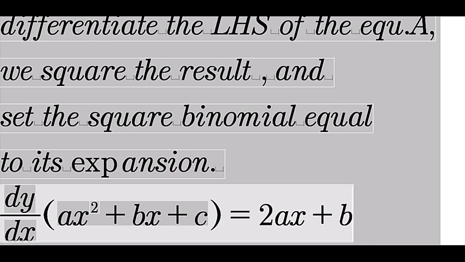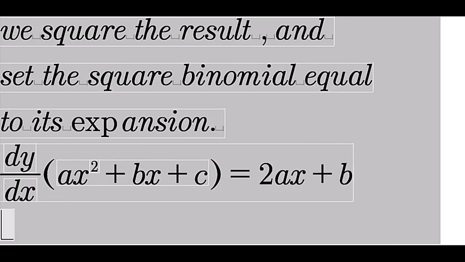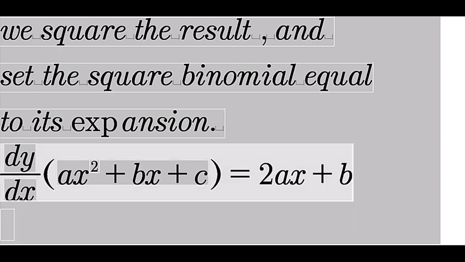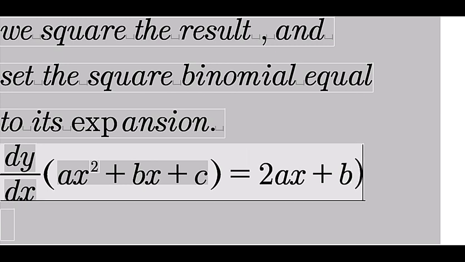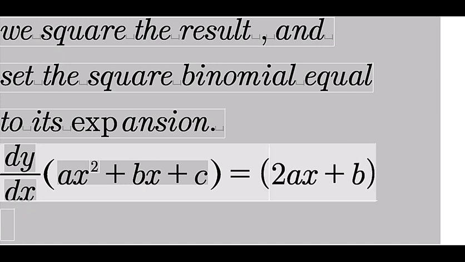So actually we have a binomial. The result of this differentiation is now a binomial. It also told you that after differentiating, you have to square the result, and the result here is the binomial, and also set the squared result equal to its expansion. So now let us square the result.